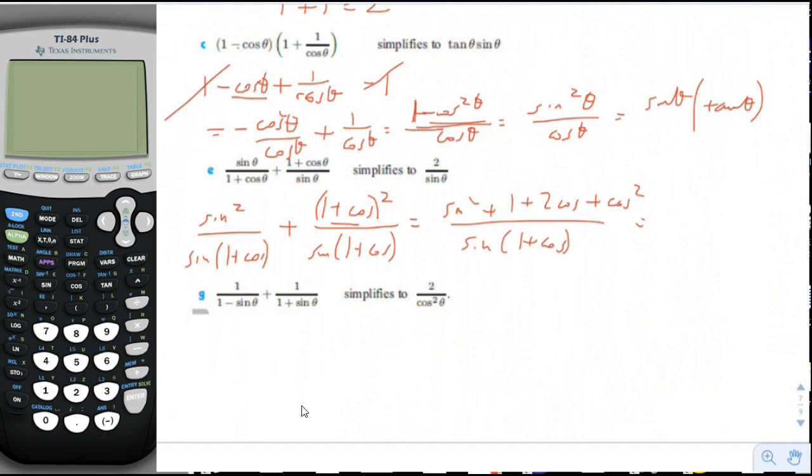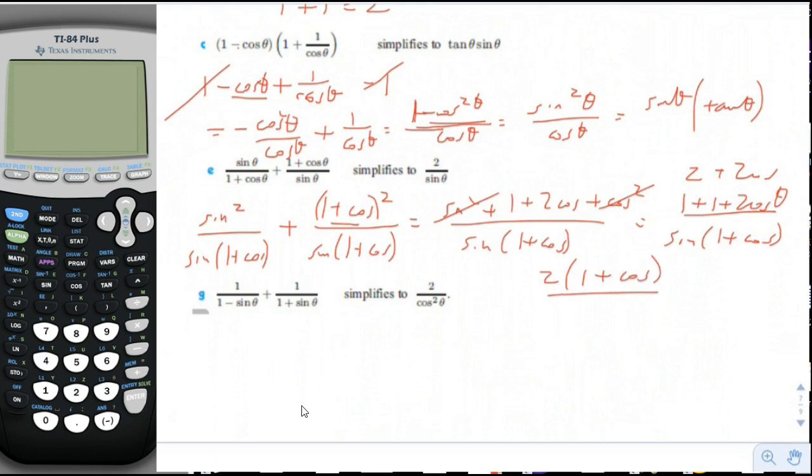So the top one, sine squared plus cosine squared, gives us 1, plus 1, plus 2 cosine theta. And then the bottom one we have sine plus sine cosine. Actually, let's just keep it the way it is. Sine times 1 plus cosine. And on top we have 2 plus 2 cosine. So what we're going to do is factor out the 2 from the top. We'll get 1 plus cosine on top. And on the bottom we'll have sine times 1 plus cosine. Cancel those out. We end up with 2 over sine theta. That's what we wanted.